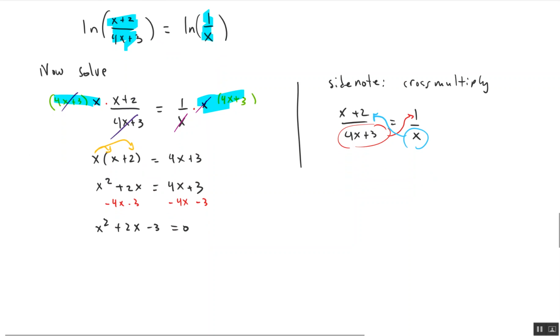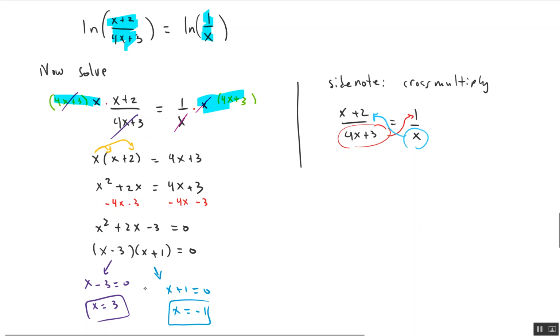We can factor this as x minus 3 and x plus 1. Then both of these we can set equal to 0. X minus 3 gives us x equals 3. And x plus 1, set that equal to 0. Take the 1 to the other side, and it gives us x equals negative 1. So we've got two options. X equals 3 and x equals negative 1. We need to check both of them.